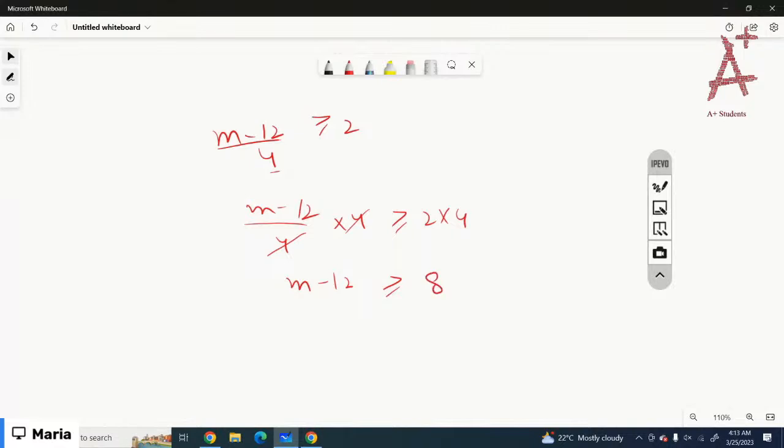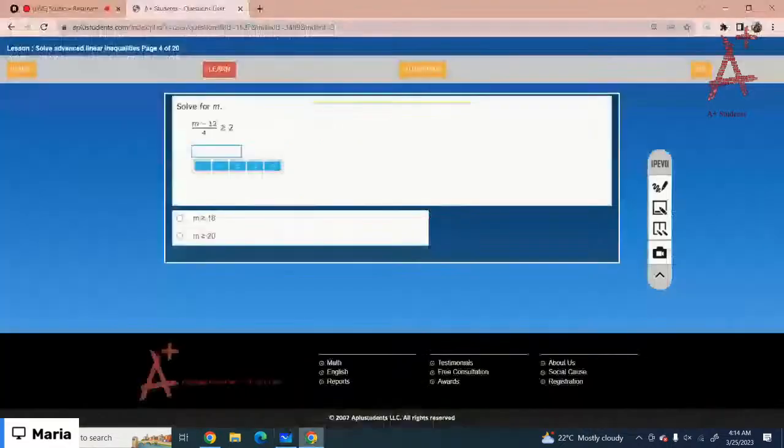So you have to move negative 12 to the other side. So it would be then m is greater than 8 plus 12. So 8 plus 12 is 20. So it is m is greater than or equal to 20. Got it? So that means the correct option is m is greater than or equal to 20. So second option is the correct option.